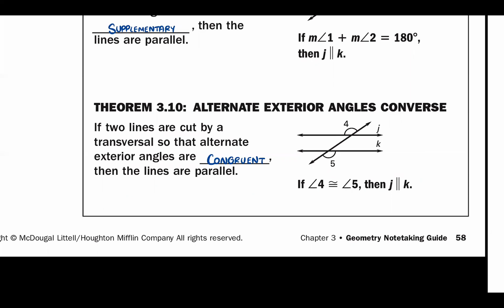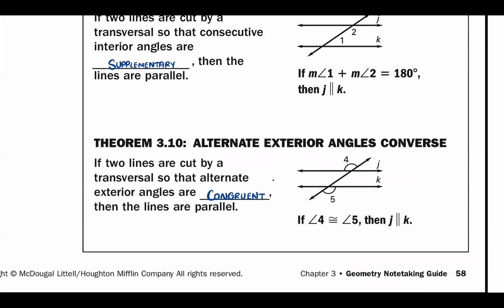I don't know. I think it was on Jock Jams, Space Jam. Okay, so as long as 4 is congruent to 5, J is parallel to K.